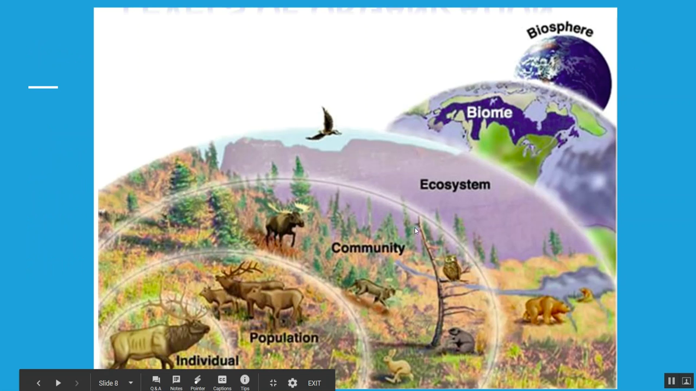So when we look at this last one again, we'll go backwards, biggest to smallest. The biosphere is made of different biomes. Biomes are made of different ecosystems, which are living and non-living things. Ecosystems are made up of communities, all living things. Communities are made up of populations, which is a specific species. And the populations are made up of individuals. And that is the end of our level of organization notes.